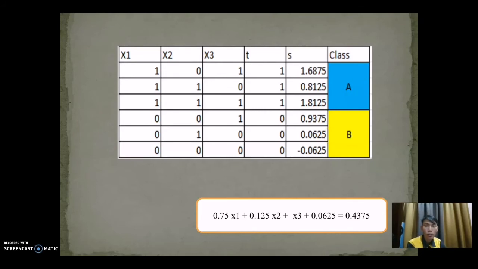So after we do the step above, we notice that we will get this table, which is for the S, we will get 1.6875, the second one is 0.8125, followed by 1.8125, and next is 0.9375, 0.0625, negative 0.0625, and we will get 0.75 x1 plus 0.125 x2 plus x3 plus 0.0625 is equal to 0.4375.